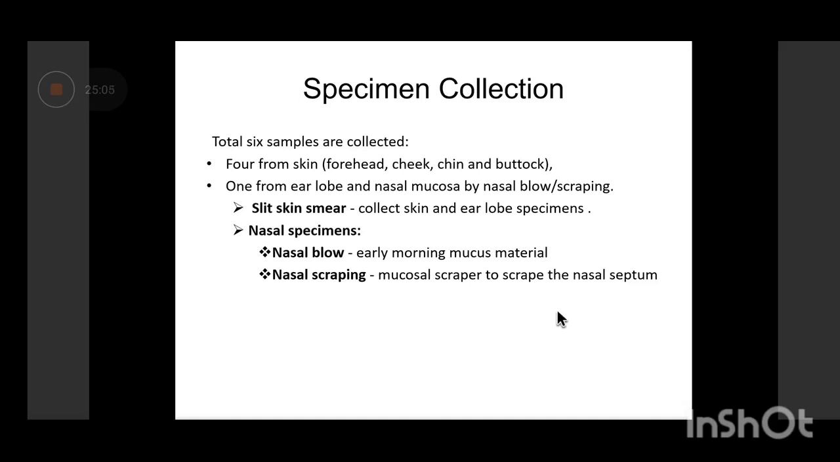Basically, we take the skin tissue, put it on a slide, and spread it in an area of 18 mm diameter on the slide. So we prepare the slit skin smear. Then we can also take nasal samples. We can ask the patient to blow, which will bring out mucous material, or we can go for nasal scrapings with the help of a scalpel or scraper, scraping the mucosa of the nasal septum.